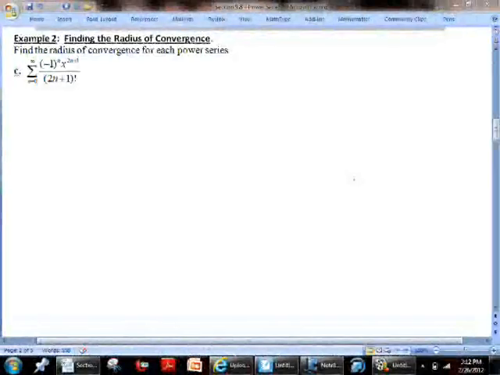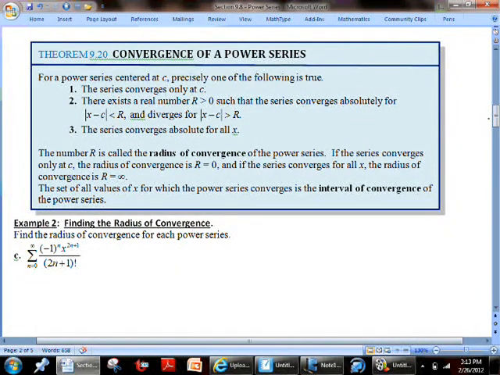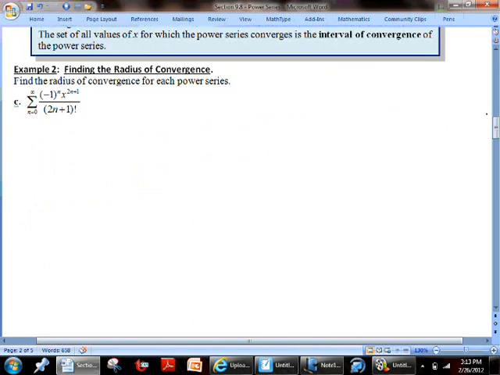Calc BC students, we are taking a look at our third and final example from number 2, finding the radius of convergence. It's possible that you've seen the first two videos, parts A and B. If you've done that, then this would most likely adhere to the third criteria of how a particular power series may be centered, as indicated in theorem 9.20 up above. But let's not assume anything and jump right into the example.